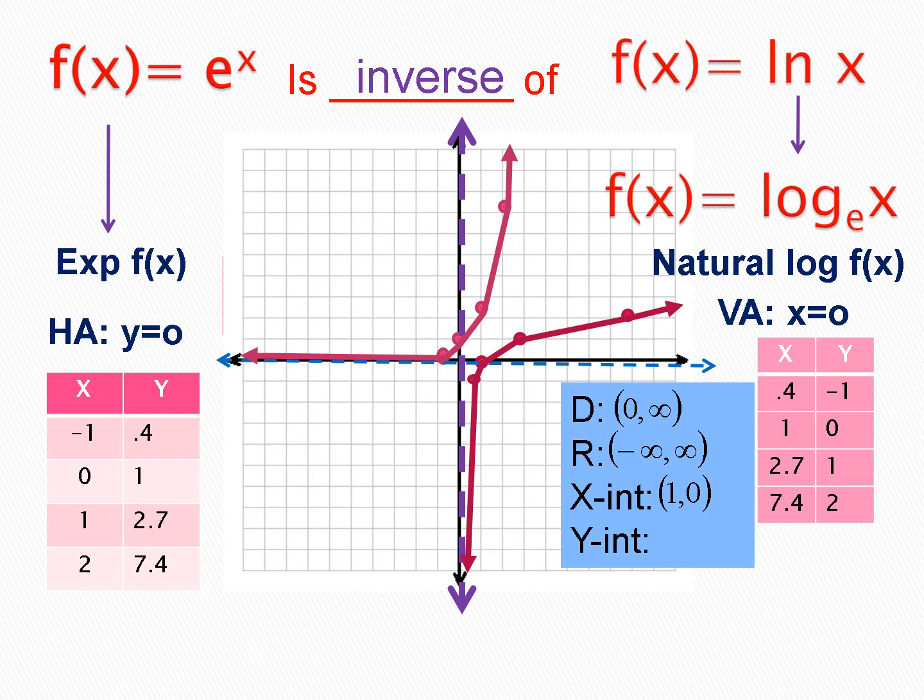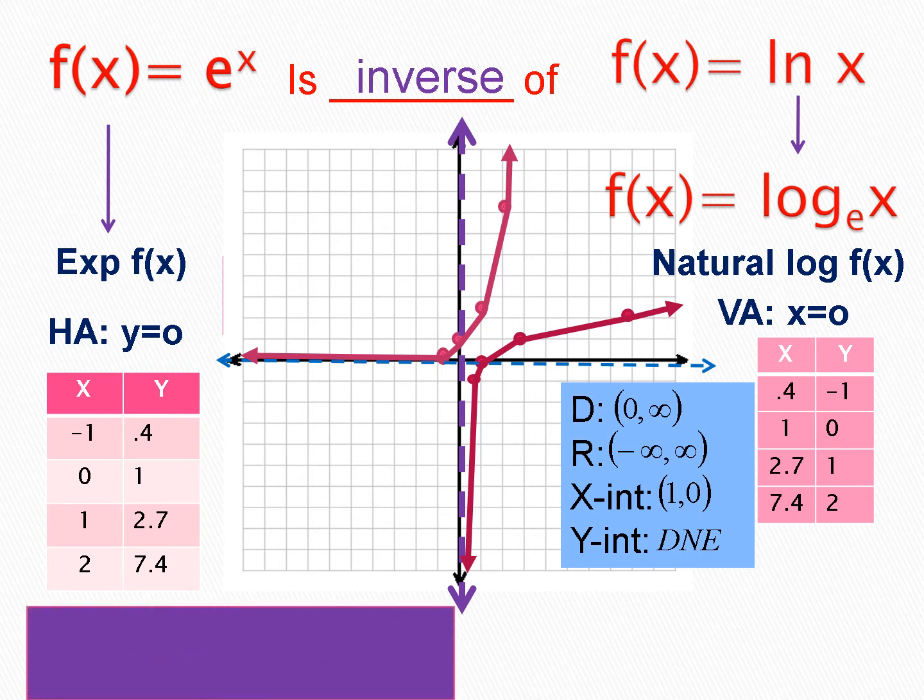And then this one, you can tell you're not going to have a y-intercept because your asymptote is on the y-axis. So you'll get really close, but you'll never ever touch the y-axis. So on the parent function, your y-intercept does not exist. Now, let's talk about if I wanted the max and min over the closed interval of 1 and 2.7.